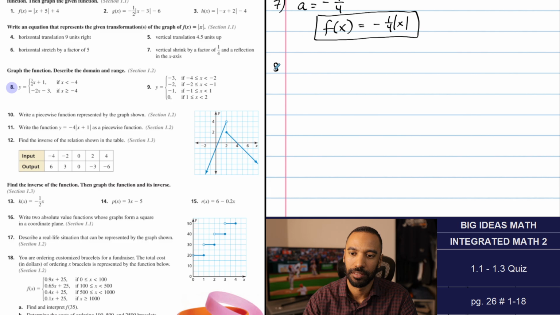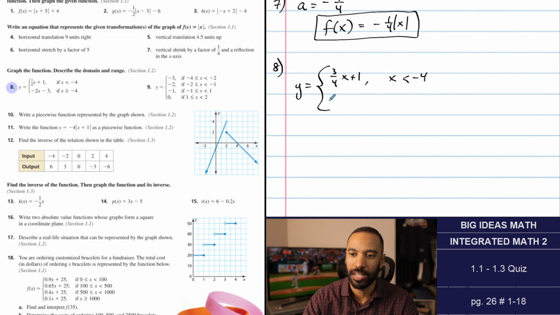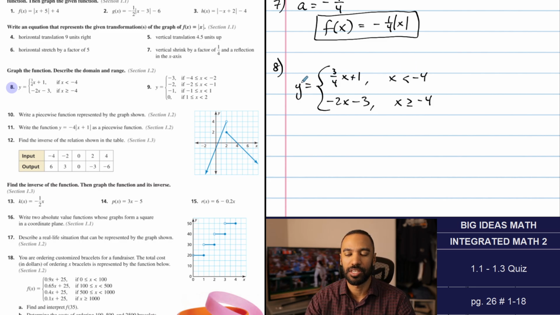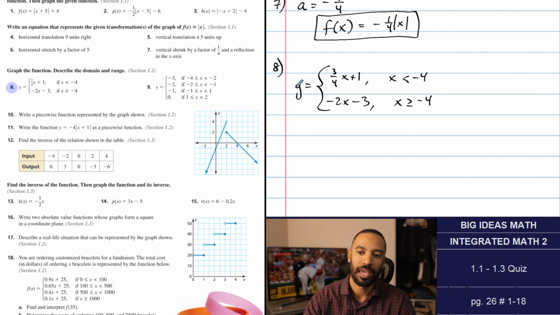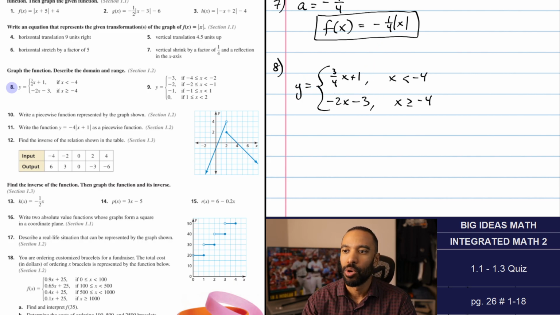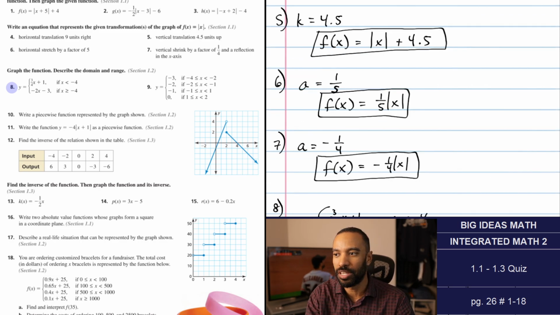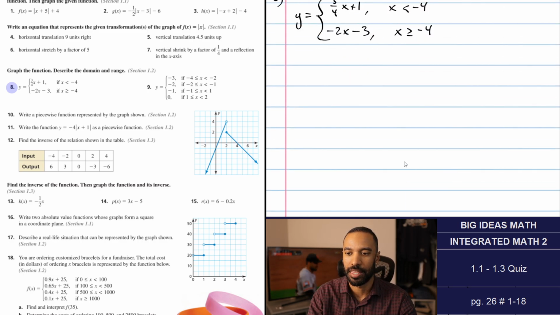Okay. We are graphing number 8, y equals either 3/4 x plus 1 when x is less than negative 4, or it equals negative 2x minus 3 when x is greater than or equal to negative 4. So the concept of this is you have two different slope-intercept form equations, y equals mx plus b, and y equals mx plus b. We are going to graph both of these, but we will limit where they are graphed themselves.